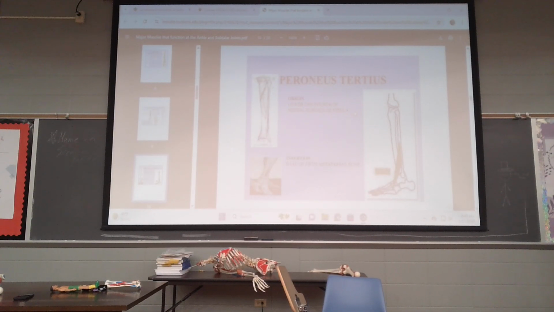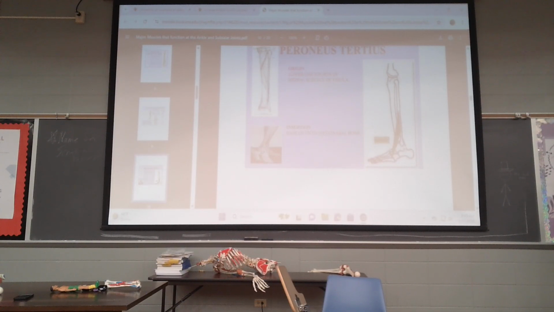So the peroneus tertius, potato, potato. And again, I want you guys to, now we should be able to look at the muscle and say, okay, here's the bilateral axis. You see where the little arrow is? There's the bilateral axis. Does that muscle cross in front or behind? Is it anterior or posterior to the ankle bones?